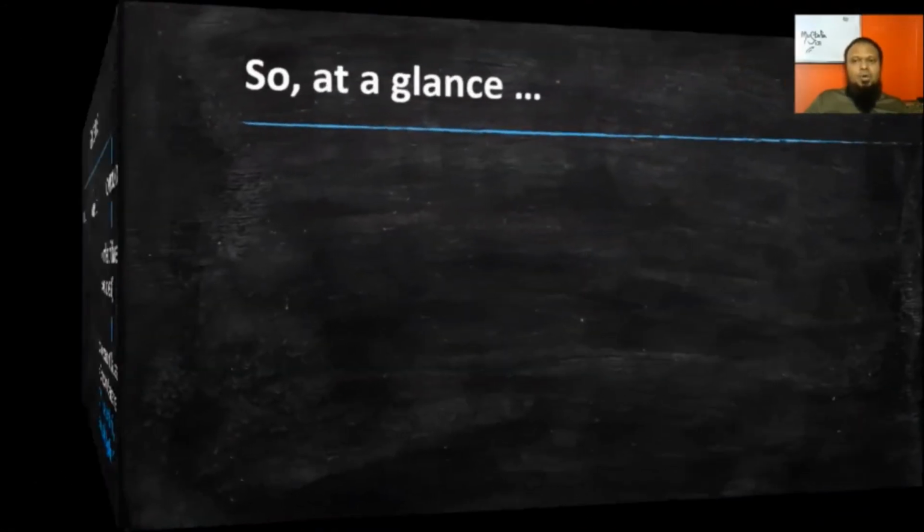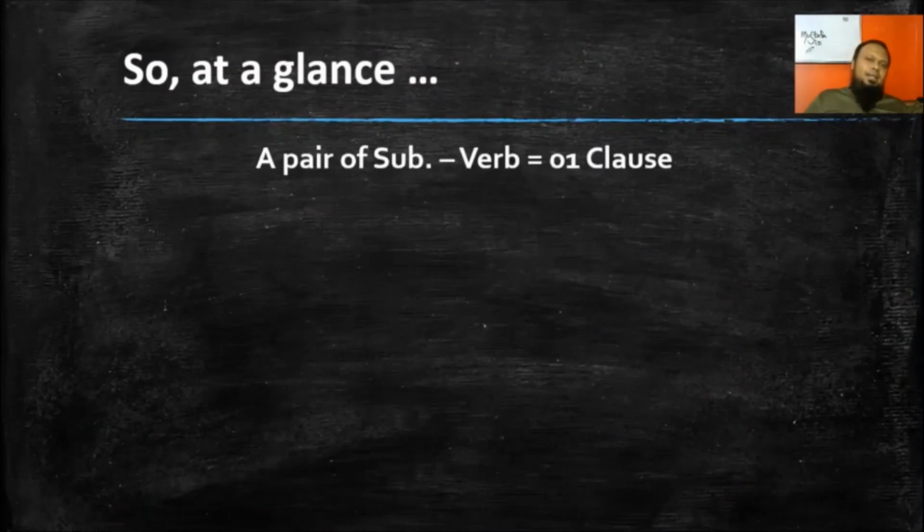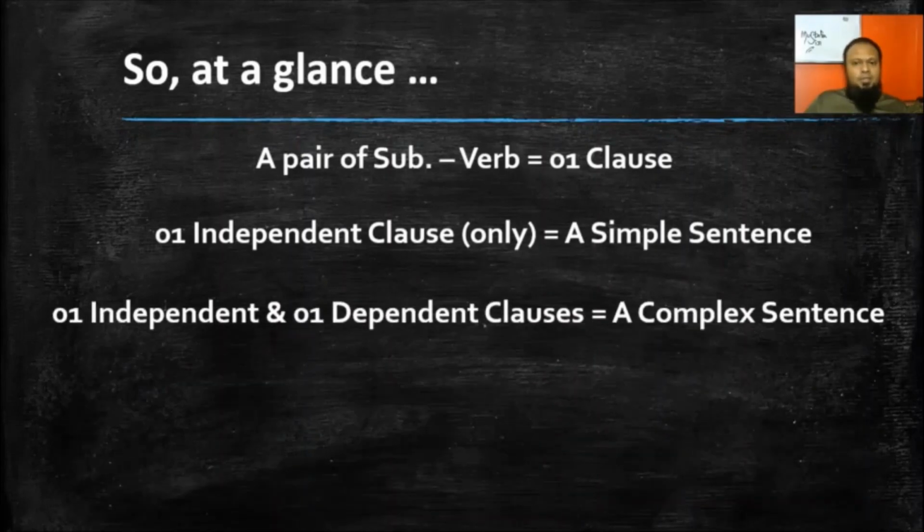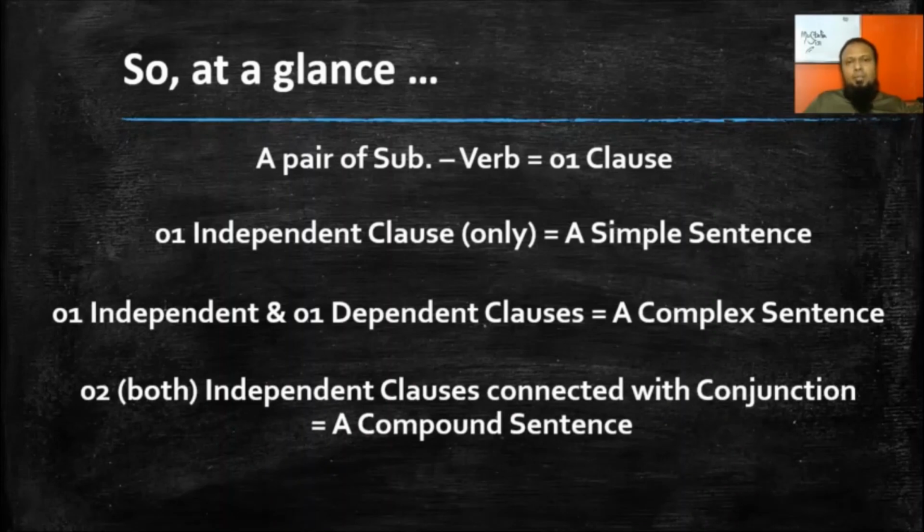Okay, so at a glance, what have we got here? A pair of subject verb agreement is equal to one clause, right? One subject verb pair equals one clause. And then one independent clause only is a simple sentence. One independent and one dependent clause equals a complex sentence. And if they are both independent clauses connected with a conjunction like fanboys, they are a compound sentence, right?